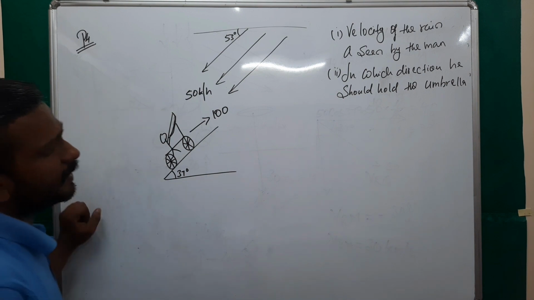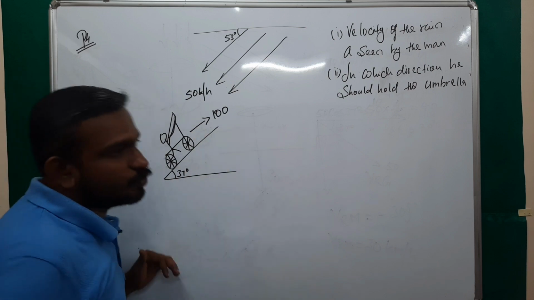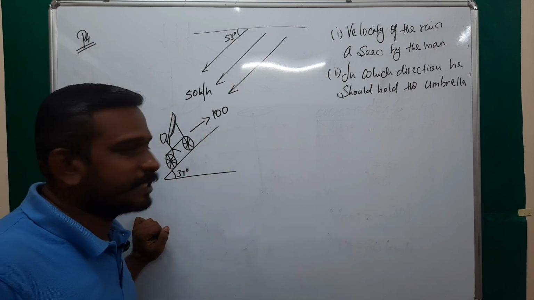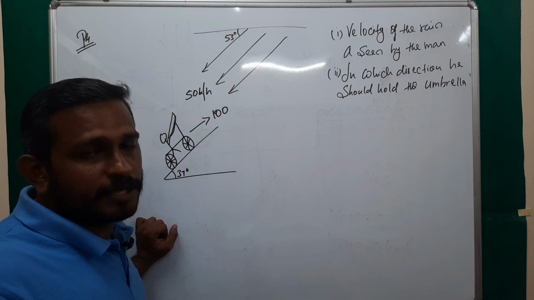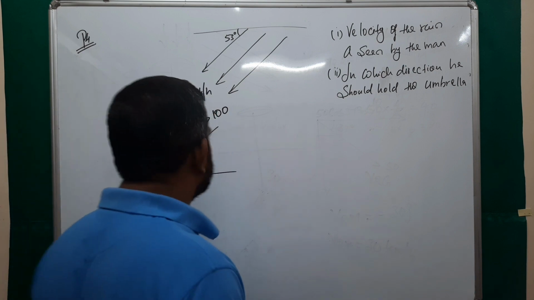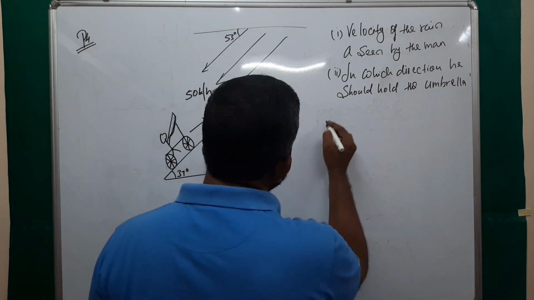So here, understand the situation, that both the rain and the man are moving at a particular angle. So we have to make use of the component vector form. First, rain.